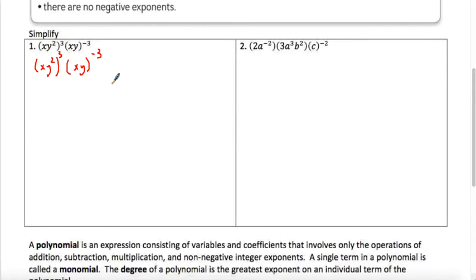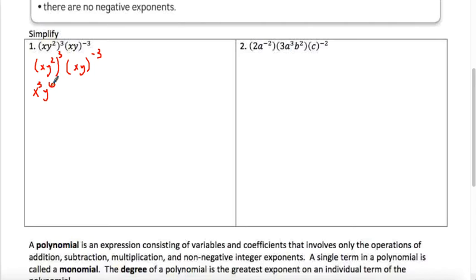(xy squared) to the third power means that we have x to the third, and then y squared to the third power. We multiply the exponents because it's a power raised to another power, and that gives us y to the sixth power.